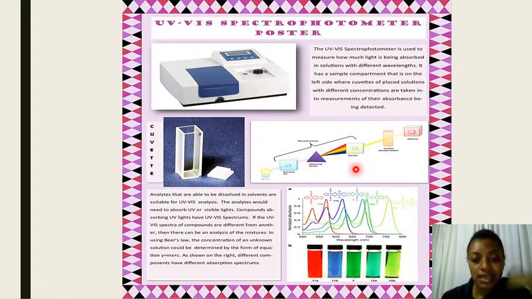So on the other side of the poster, these are the processes that are happening inside the spectrophotometer. Firstly, there's a light source. Usually in an ultraviolet visible spectrophotometer, the light source can be a tungsten lamp, and this usually has a wavelength range of 350 to 2500 nanometers. So this is how the process looks, starting from the light source, the tungsten lamp.